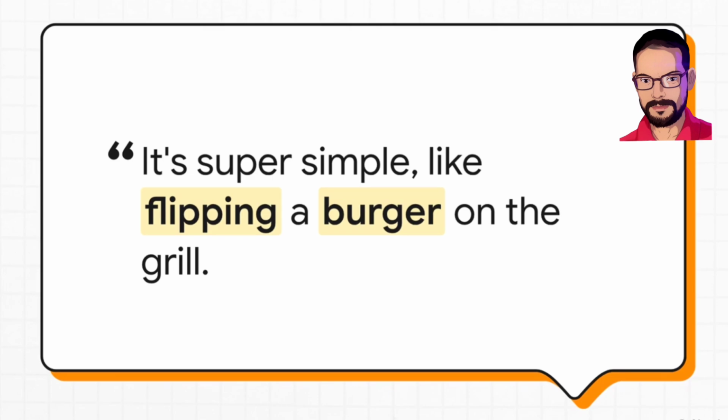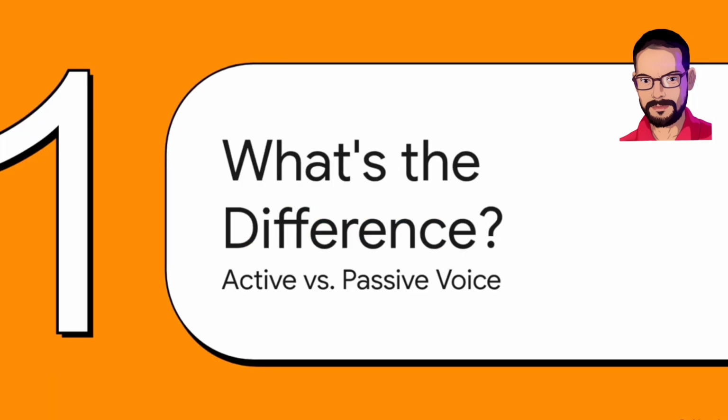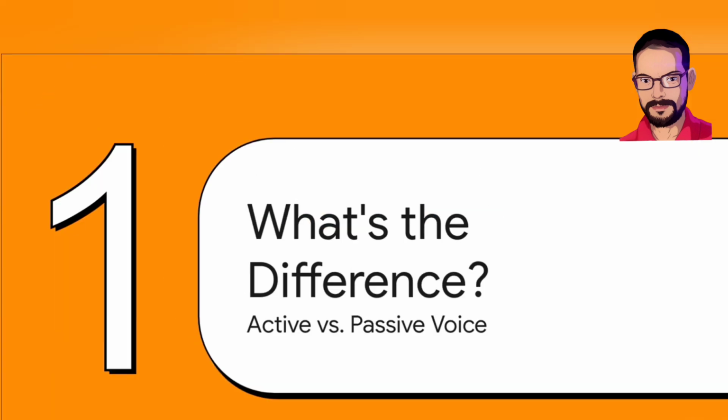You're not changing the meat or the bun, the ingredients are all the same. All you're doing is changing which side is up. And it's the exact same idea for your sentences. It's all about where you put the focus. So, to get good at the flip, we first have to know what we're actually flipping between. Let's break down the real difference between active and passive voice.